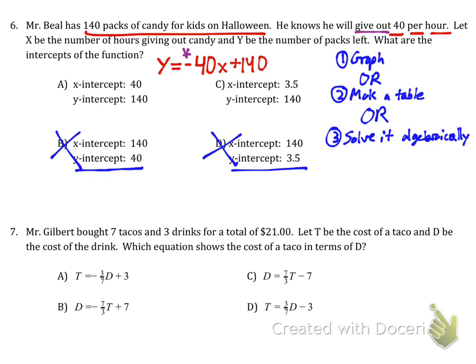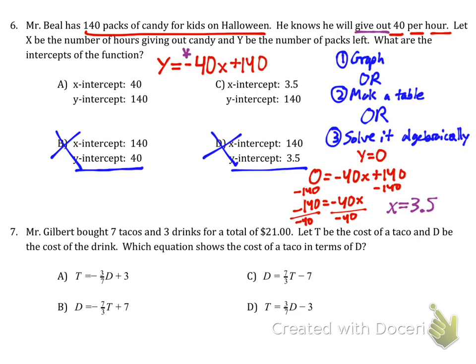I'm going to show you guys the third option, though. The first and second, I think, are easier for some of us, and if you prefer to do one of those, you may. So, if we're solving algebraically, I know the x-intercept has y equal to 0. So, I'm going to plug in 0 for y, solve for x, get x by itself. And when you do that, you get x equals 3.5.